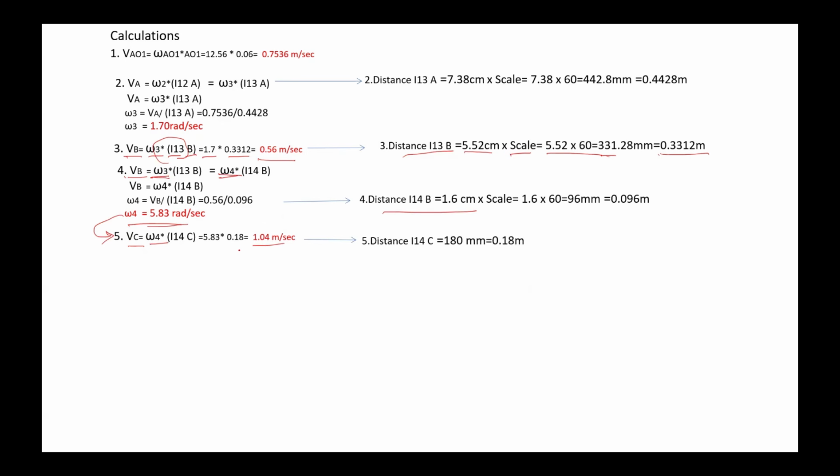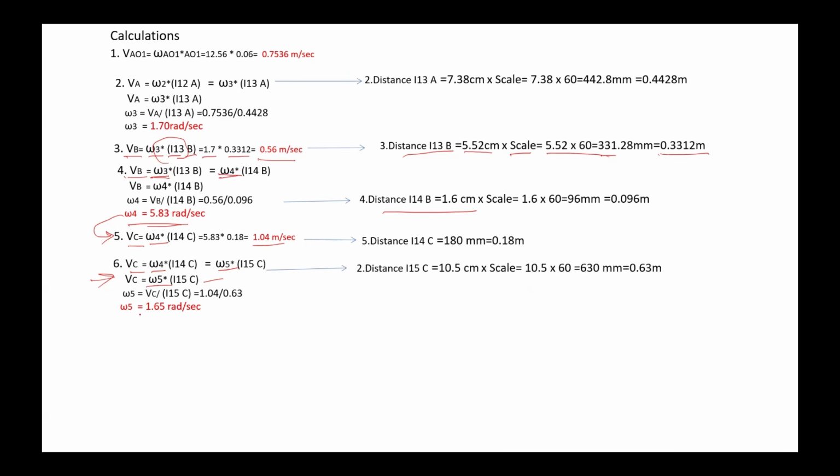After getting the velocity of C, you have to find out the omega 5. Once again, this is the calculation of omega 5. I am not repeating because I have explained in the previous step. So by considering C is the common point of link 4 and 5, you write the equation. From this you will get the omega 5. How to measure the distance? That comes here. So we will get omega 5 as 1.65 radians per second.